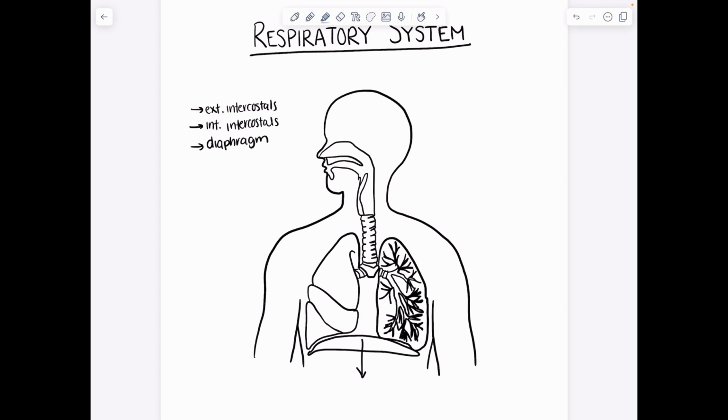So when we start, we breathe in. We can breathe in through our nose, so this is our nasal region, or we can breathe through our mouth or our oral cavity. So that's where air starts. Then our air is going to be sent down to our trachea. It's going to be sent down.